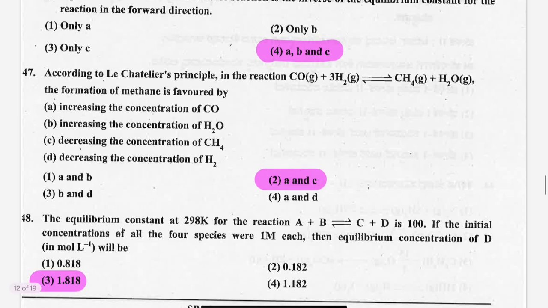According to Le Chatelier's principle, in the reaction given here, the formation of methane is favored by, that is, the forward reaction will be favored by. Students, this concept I have made a video on. A trick is made on Le Chatelier's principle, so go through this. This is a very important concept. If you go through that trick, you can easily find the answer for this. Here the forward reaction should take place. When will the forward reaction take place? The forward reaction will take place when the concentration of this reduces. And one more is when the concentration of this increases, the forward reaction will take place. So A and C are the correct options.